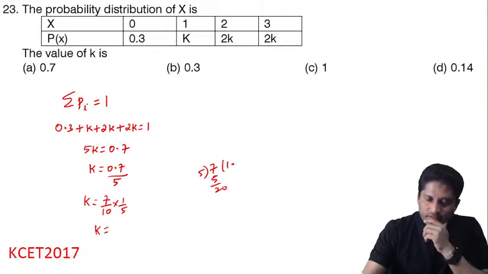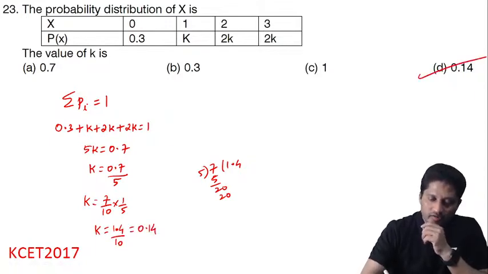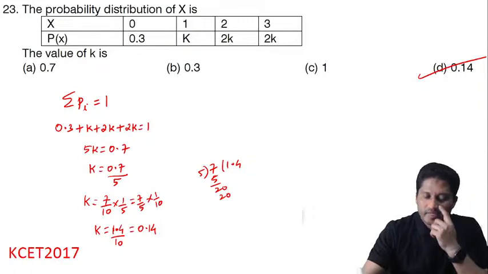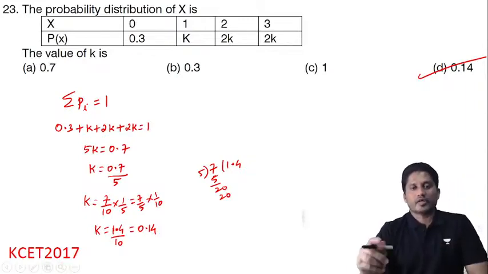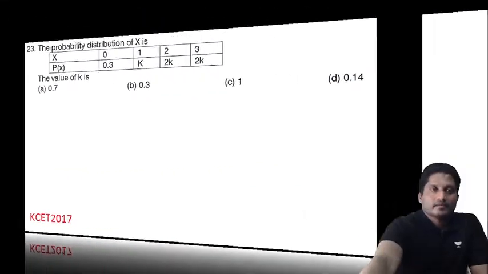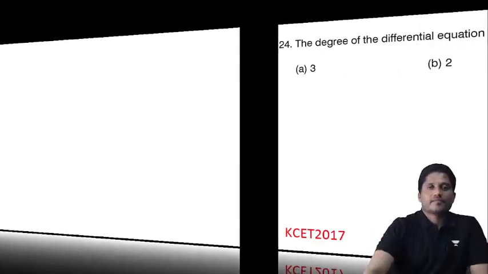You will get 1.4, so 7 by 5 whole divided by 10 is equal to 0.14. Right, answer is option D. Do that, okay? First, I divide 7 by 5, then I keep 1 by 10 as it is. 7 by 5 is 1.4, upon 10 is 0.14. Last option D. Let's move to the next question.